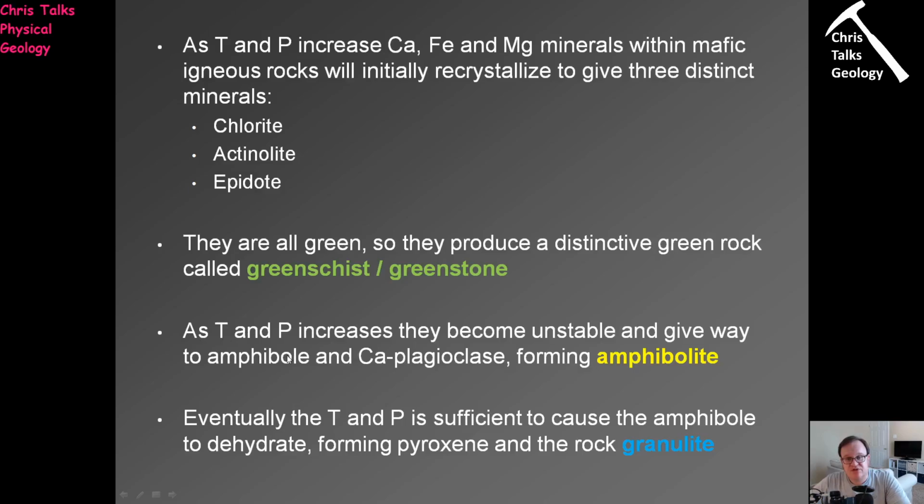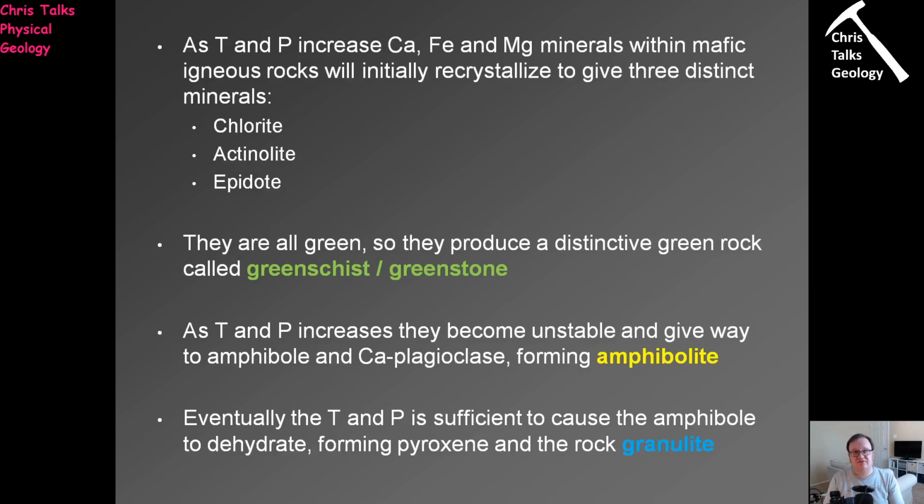So as pressure and temperature increases, they become unstable, so we lose the chlorite, the actinolite and the epidote, and they are replaced by amphibole in the form of hornblende. Hornblende is quite a dark black mineral, and once again it will form a type of rock called an amphibolite. Amphibolites can be foliated because just like the actinolite, hornblende forms long slender crystals, so if you put them under enough pressure they will all orientate parallel to each other, and so you can end up with foliated amphibolites.